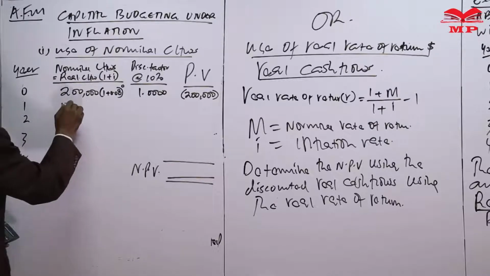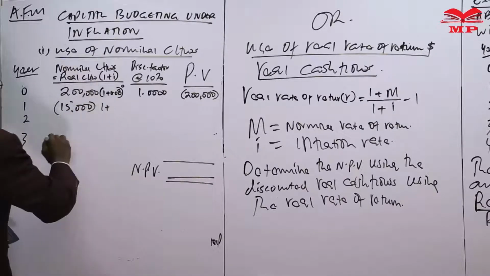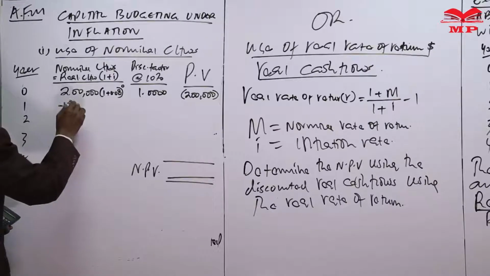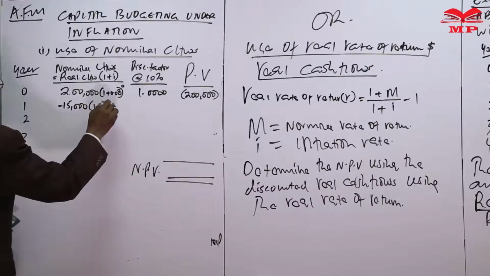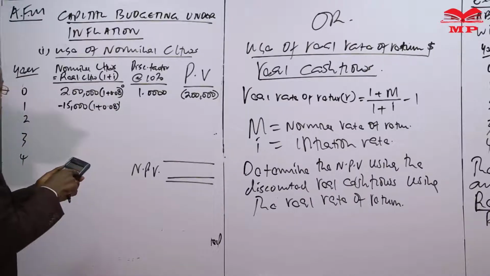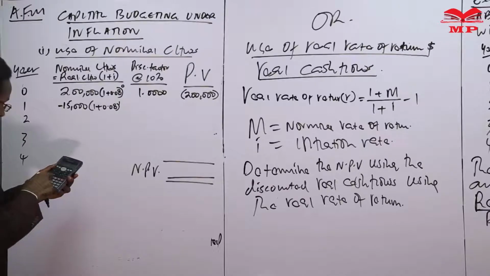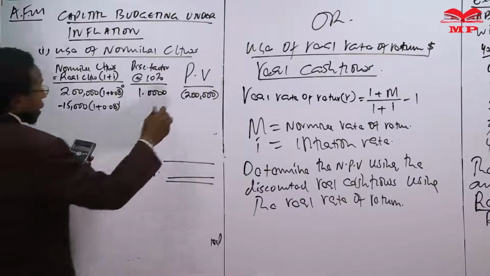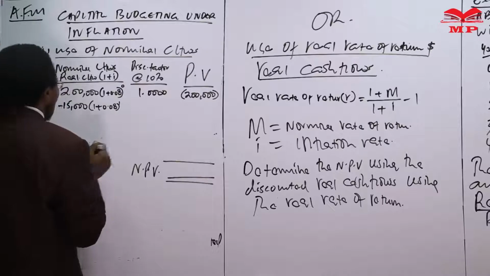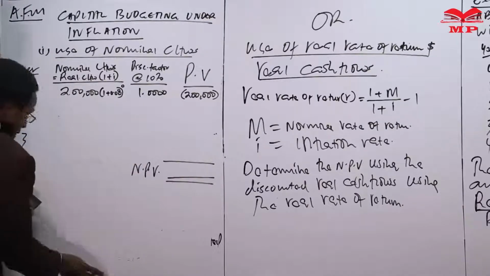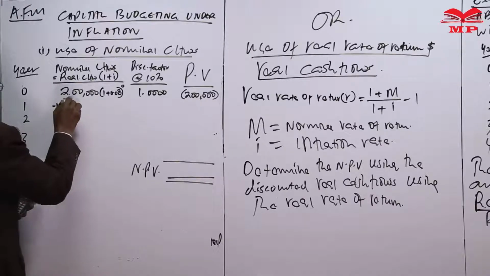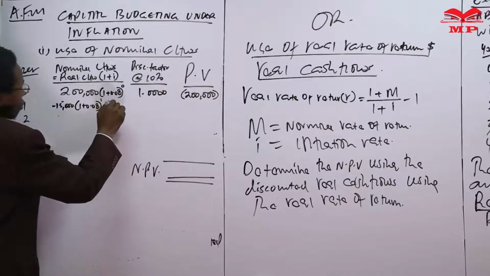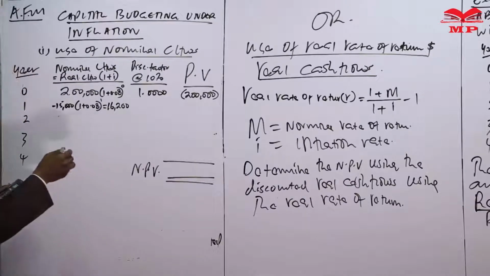Then we come to year 1. Year 1 is 15,000, also negative, remember. So we have negative 15,000 times 1 plus 0.08 to the power 1. So how much would that be? 1.08, then we multiply by 15,000. I have negative 16,200.